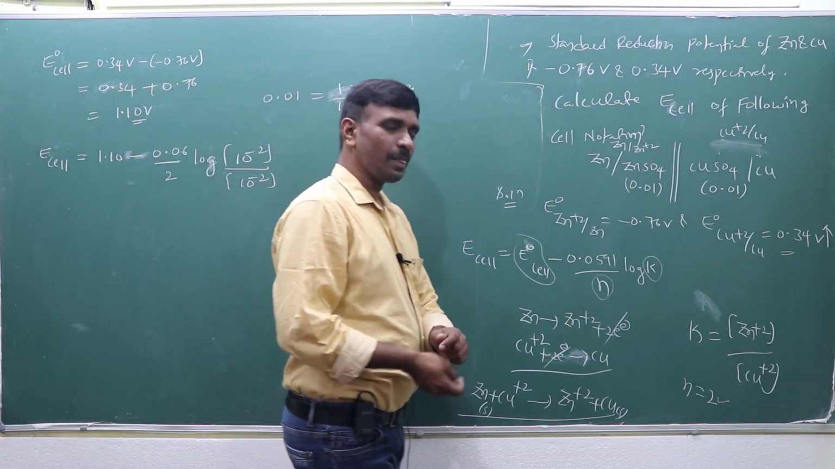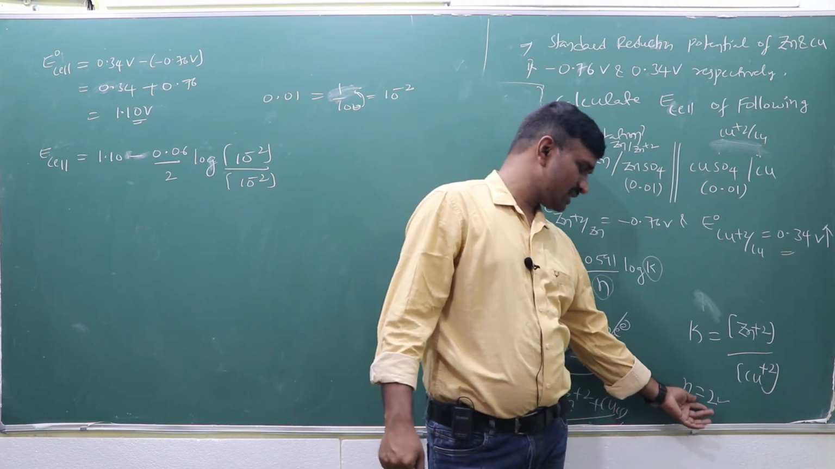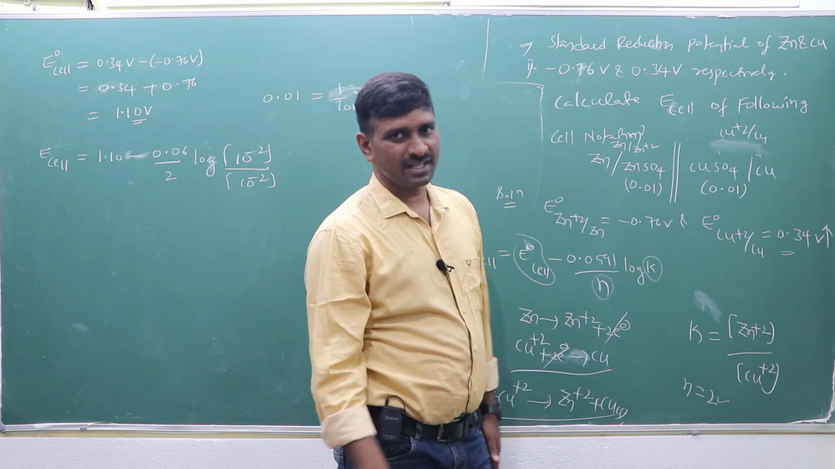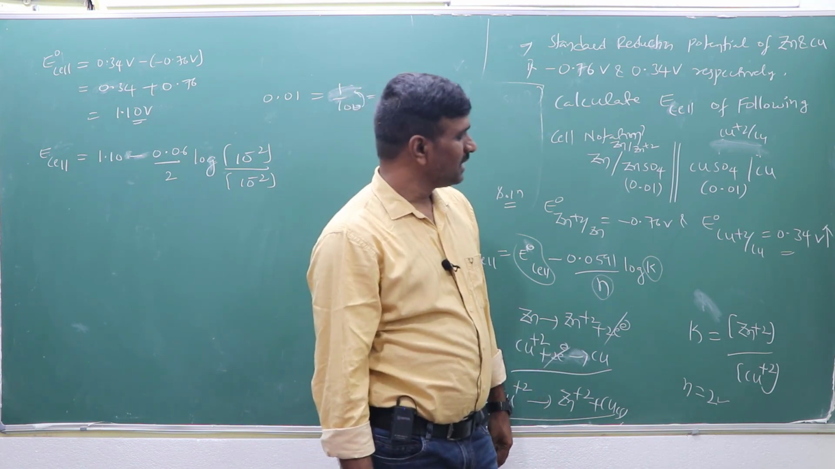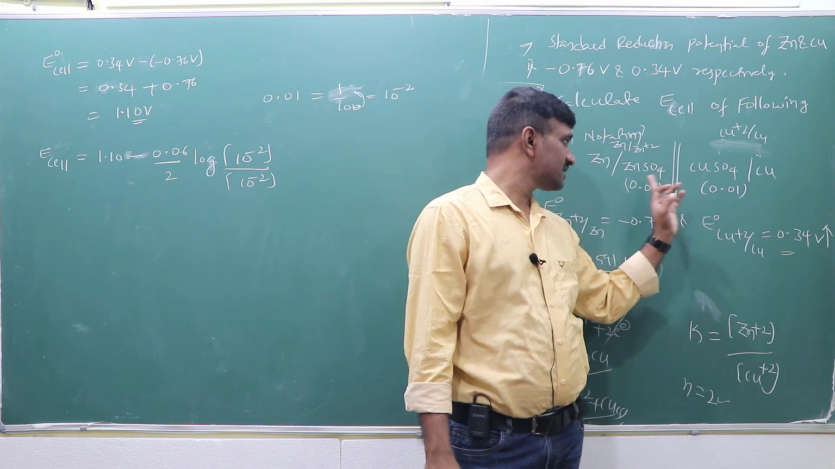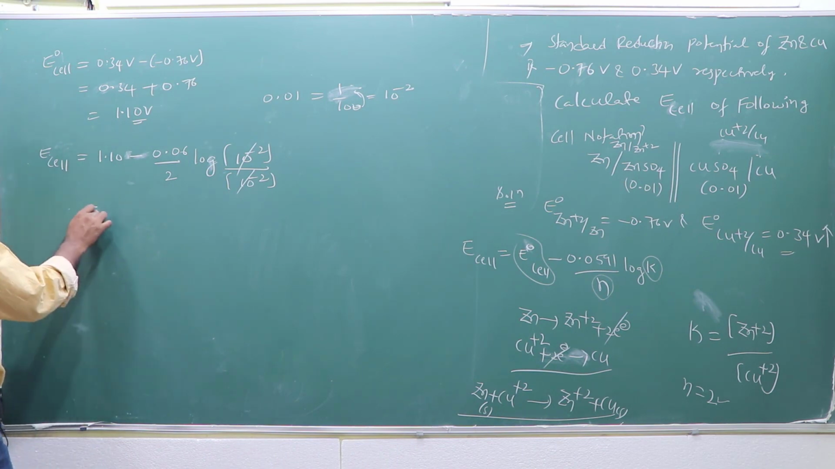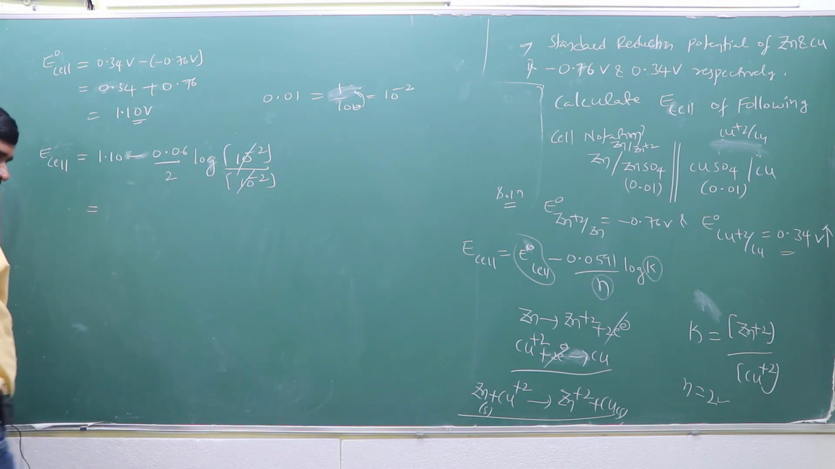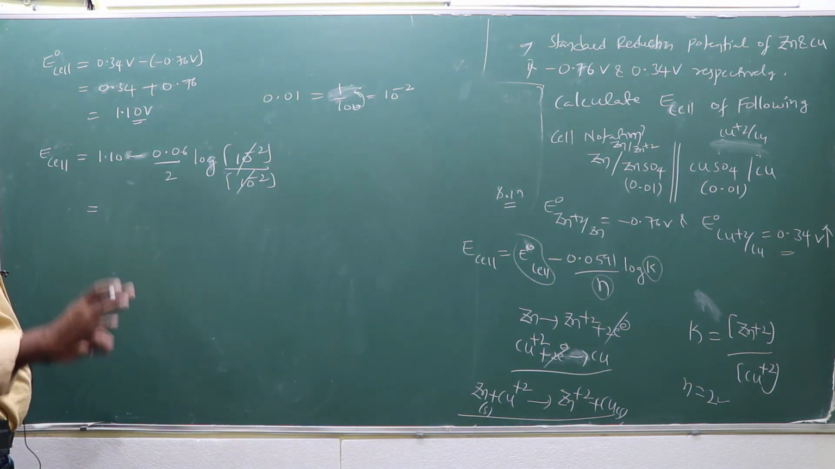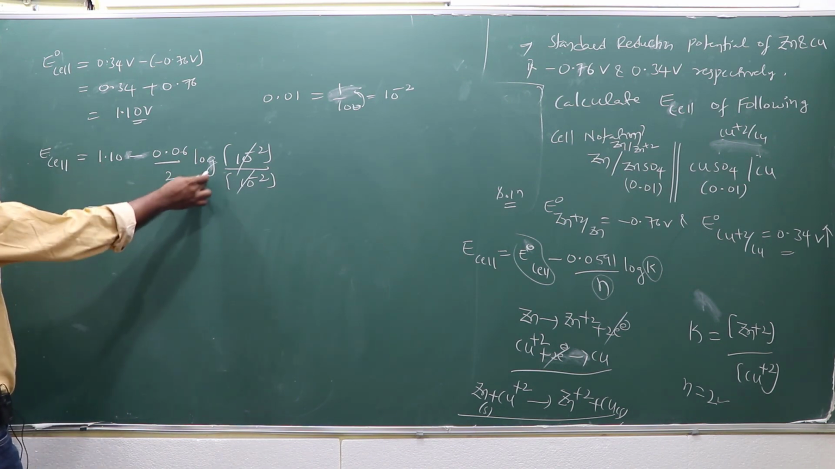If the number of electrons transferred, or the charge, is the same, then the concentrations will be the same and they cancel. Not in all cases, but if the number of electrons is the same and the concentration is also the same, then we get log 1.